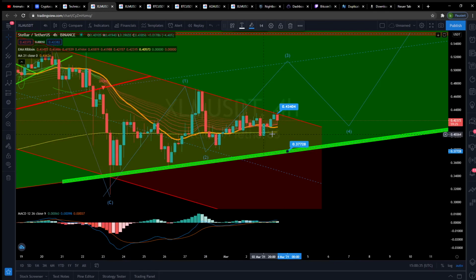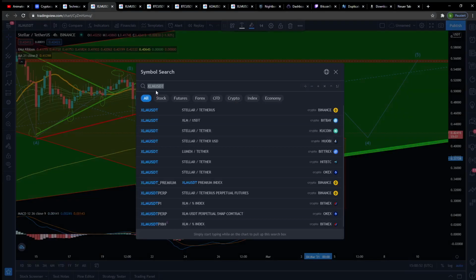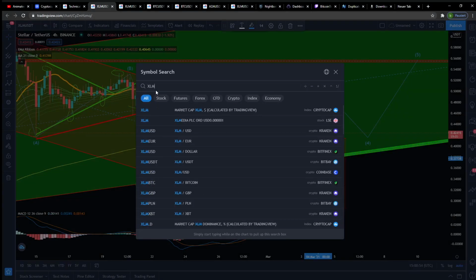You can also see this little yellow line here, the thin line. This is the EMA 200. So a bullish thing, yes, XLM is over the EMA 200. Yes, Stellar is over the MA 21, but it's fighting with the downtrend at the moment, and we need to push through here. Let's check XLM versus BTC.